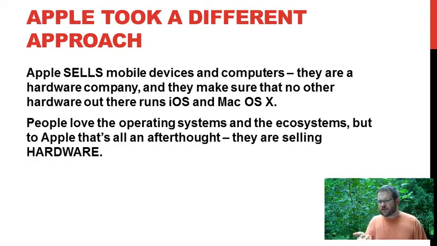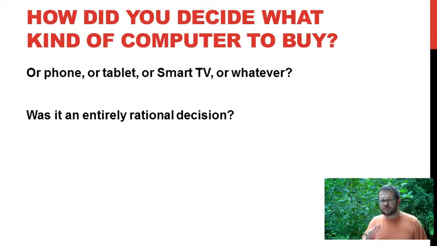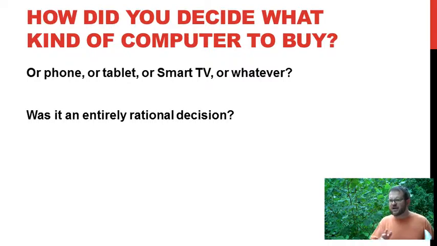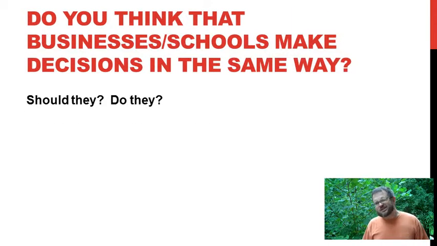That's something we're thinking about. How did you decide what computer or operating system or whatever you bought? Or phone, or tablet, or smart TV, or whatever. How did you decide? And was it a really rational decision, or were you just buying what people you knew bought, or what you used to own before? However you made that decision, is that really the way businesses or schools or somebody should be making those choices? Is it the way they do make those choices?